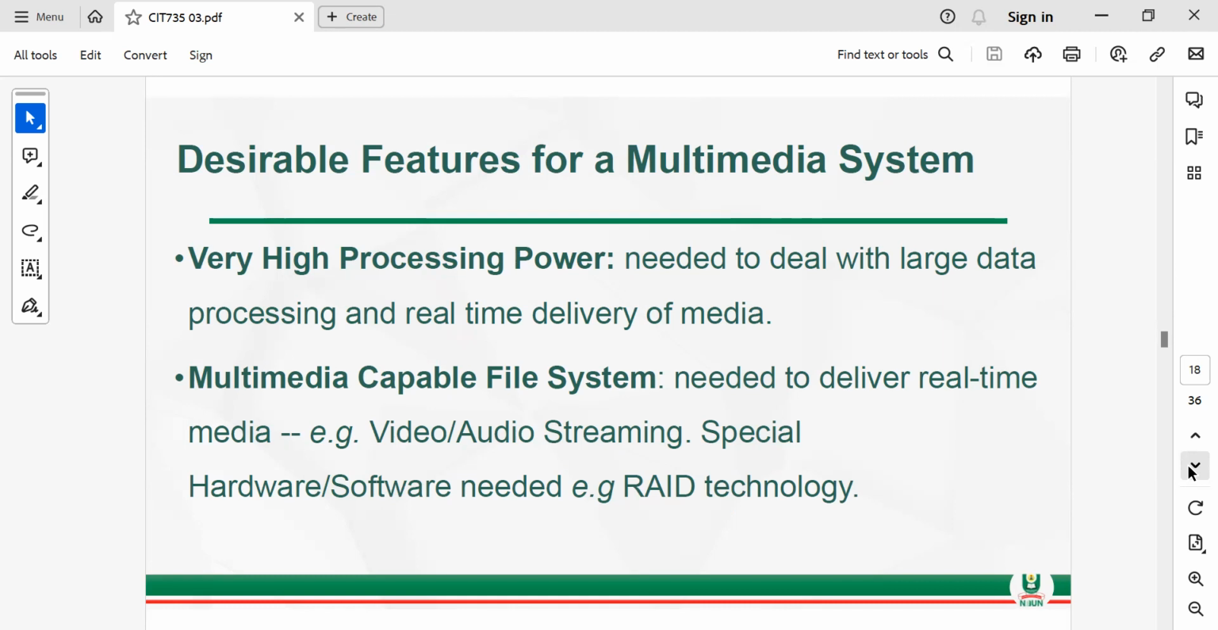Because when you say real-time media, just as you are having a class going on, the class is being beamed to you direct. That means you have a capable file system that can do that. So hardware, software needed could be RAID technology. You can go and find out what it means.